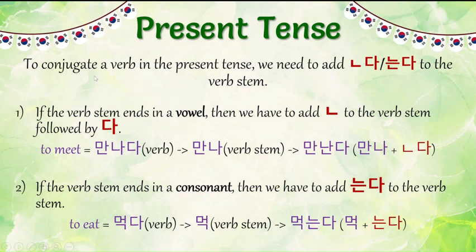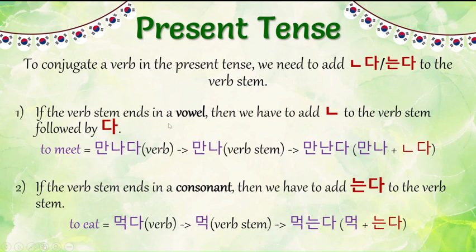Now the rule is, if you want to conjugate a verb in the present tense, particularly in the plain form, then you have to add either nien followed by tha or ninta to the verb stem. Okay, you have to add either of these two endings to the verb stem, right? Now, when you have to use which ending, here are the two subdivisions of this rule.